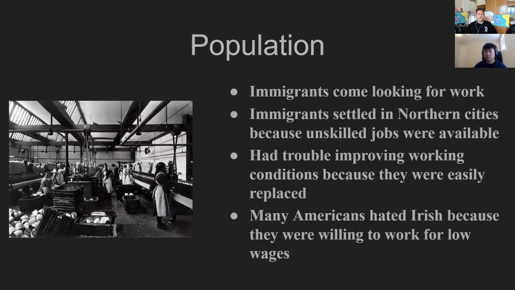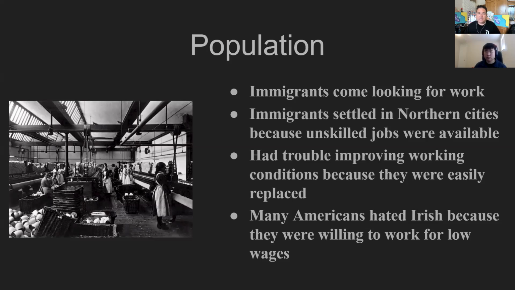All right, moving on. Population in the North, they were immigrants looking for work. They settled in northern cities because unskilled jobs were available. There's a difference between skilled and unskilled. If you know how to farm, if you know how to take care of animals, if you have that experience, like the German immigrants did, then they have more of those skilled laborers, right?